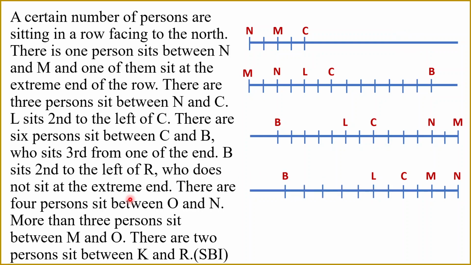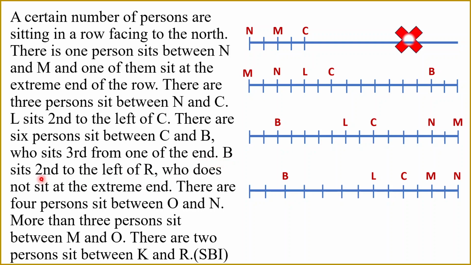Now it is also given that B sits third from one of the end, means here in case number 2, after B there will be only 2 people because B is third from one of the end. In case number 3, before B or to the left of B there will be 2 people, and similar thing will be there in case number 4, that to the left of B there will be only 2 people because B is third from one of the end. I hope this much is clear to everyone.